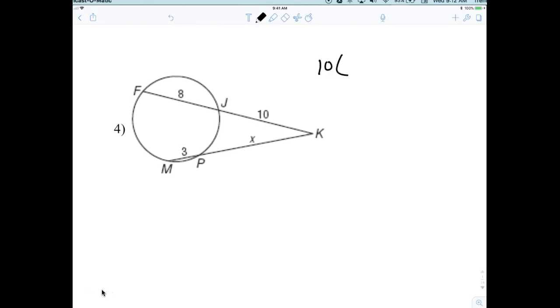times the whole length, 10 times 18, is equal to x times x plus 4.